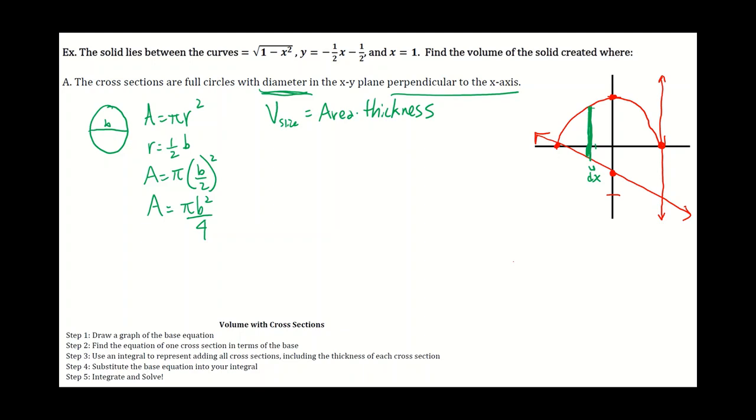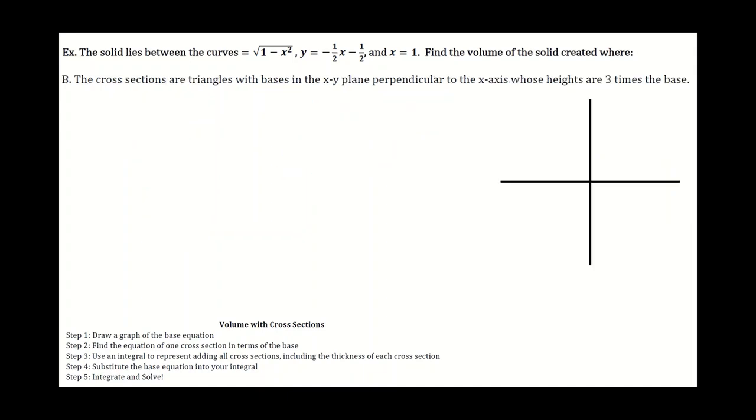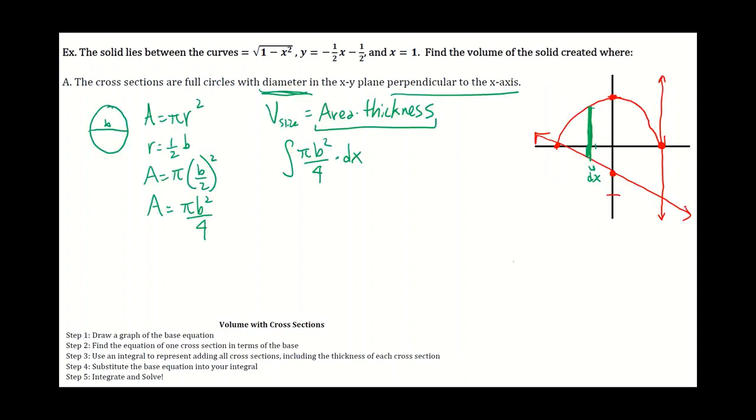Okay, so then we are using an integral to represent adding up all of the cross-sections, including the thickness of each cross-section. So I'm not going to even do bounds at this point. I'm just going to say, okay, I'm adding up all of these slices. Now the area of one slice is pi b squared over 4, and the thickness, as I just said, is dx. And so what that tells me is, because the thickness is dx, my bounds will be in terms of x, and I need to write my base in terms of x. So everything is going to be in terms of x here. Okay, then step 4, substitute the base equation into the integral.